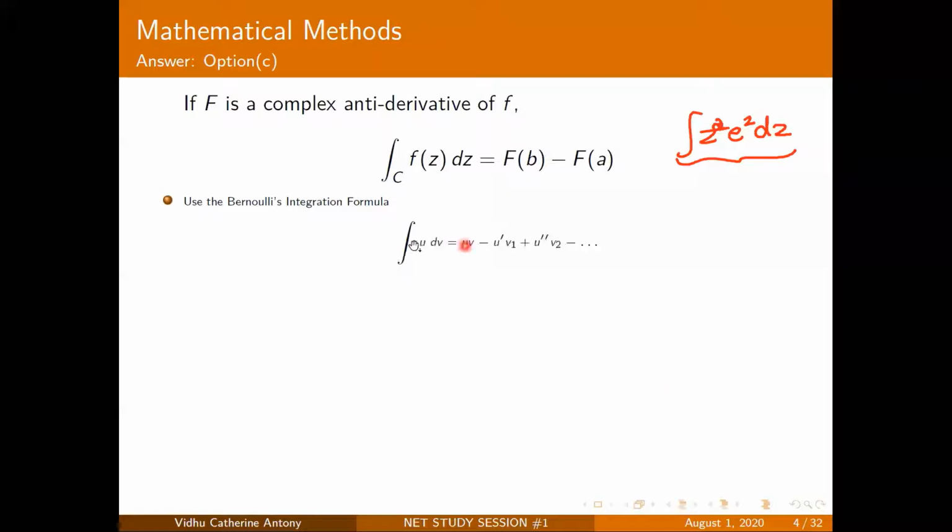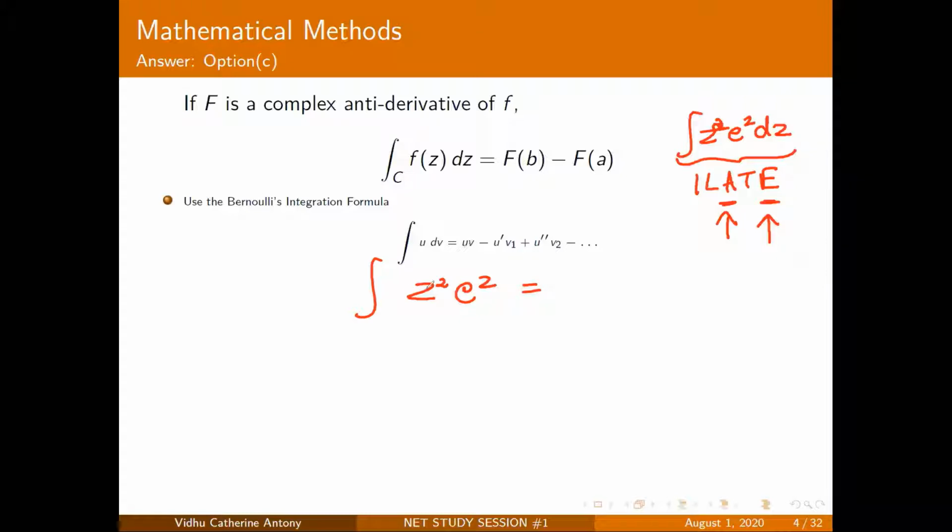So let's look at this. You have ∫u dv = uv − u′v₁ + u″v₂. All the u's are basically the derivatives and the v's are basically the integrals that you have. So the first function that you have, what do you do? You basically use the ILATE rule. You have an A here and an E here. A stands for your algebraic function, E stands for your exponential. So you put it in that order, z² e^z, and integrate it.